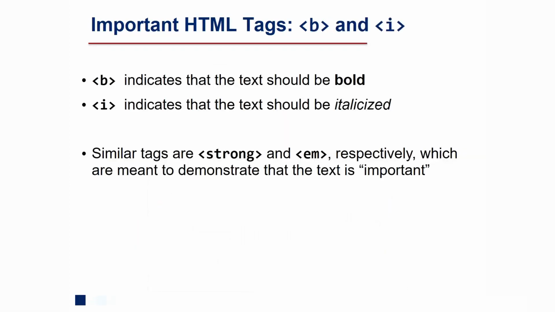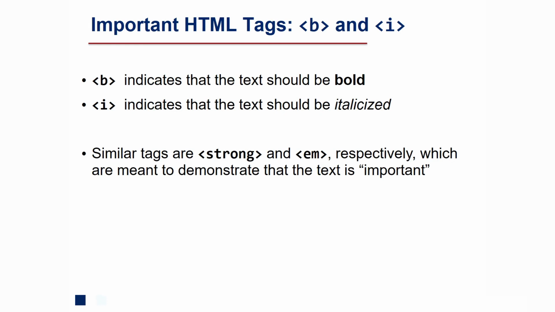Now, I've been saying that HTML is used for structuring the content and not necessarily affecting its display, but sometimes we want to tell the browser, hey, this is important text or important content, and we would like you to render it in a way that's different from regular text. And two ways of doing that are using the B tag for bold and the I tag for italics.